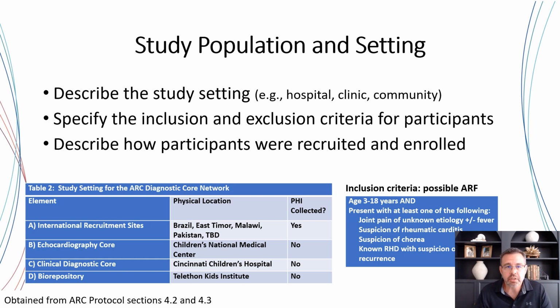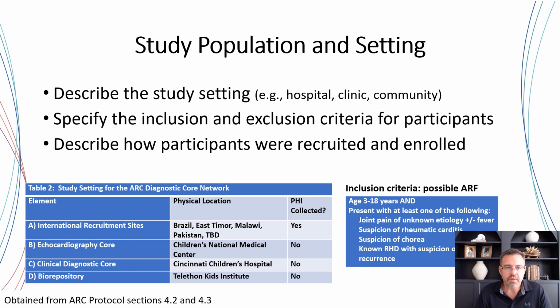When describing the study population and setting, you want to be sure to describe where the study was carried out. For instance, was the study carried out in a hospital, in a clinic, or in the local community? And part of that could be, where were your patients or your participants recruited from, right? That should often, almost always, be included in your description of the setting.